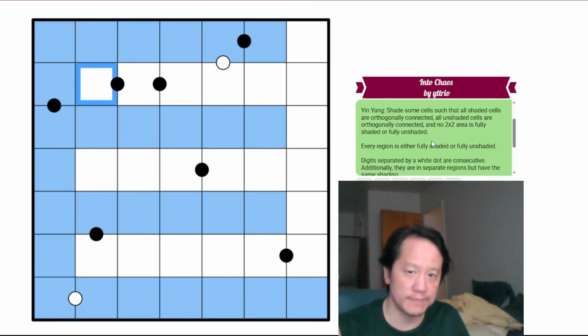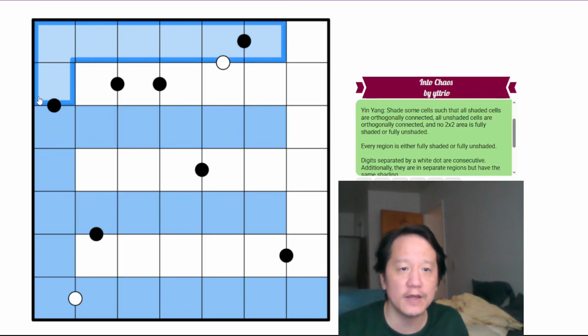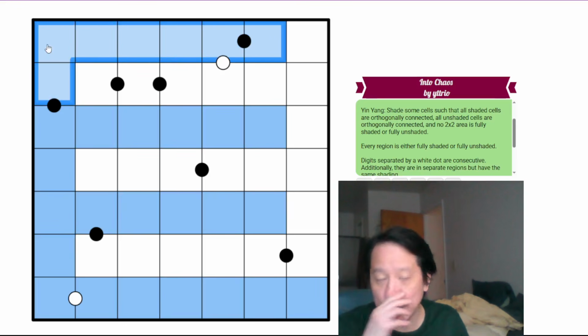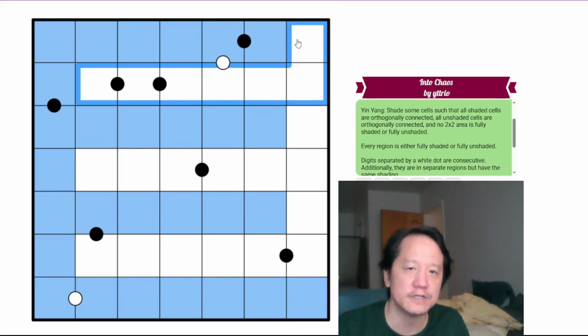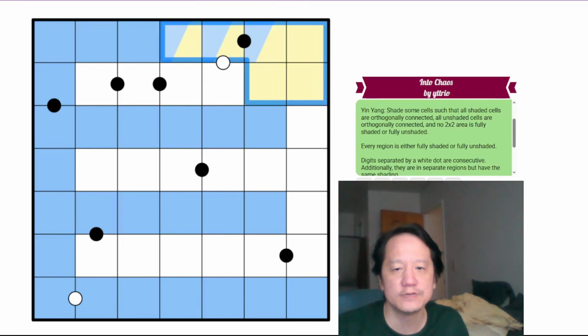Every region is either fully shaded or fully unshaded. So if you have an orthogonally connected region, it can only be all shaded or all unshaded. So you could not have a region do something funky like this, because then that would be partially in the shaded and partially in the unshaded regions, and that's not allowed.